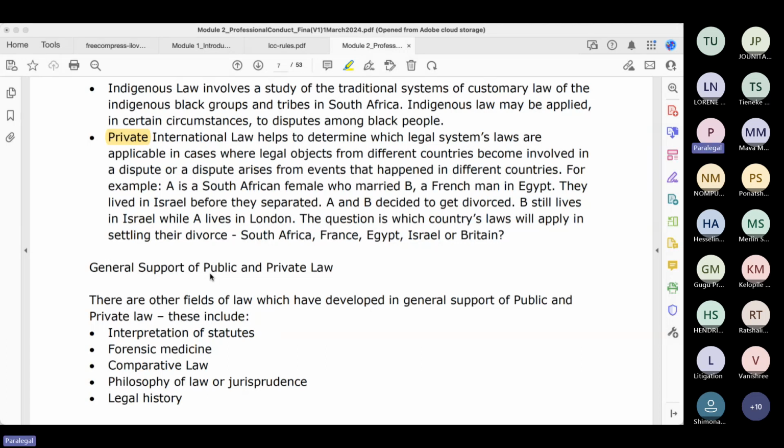Because what they are now discussing is international law that does not only have to do with the state, it is international law that has got to do with people in different states. For example, they are giving you an example there in the book, but I'll give you my example.